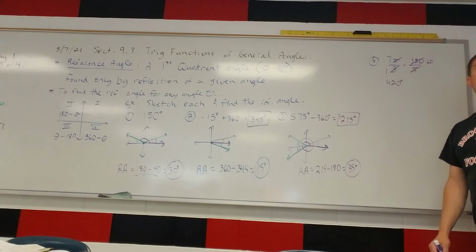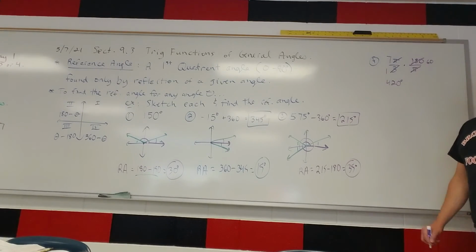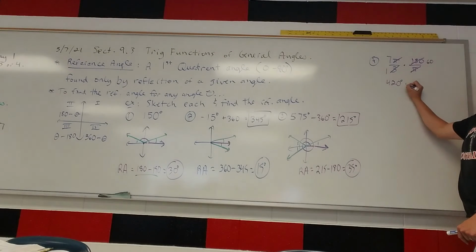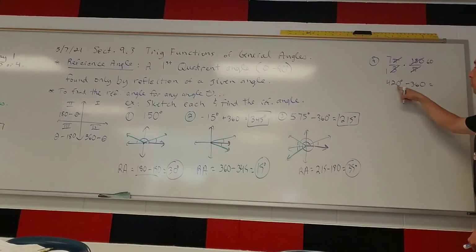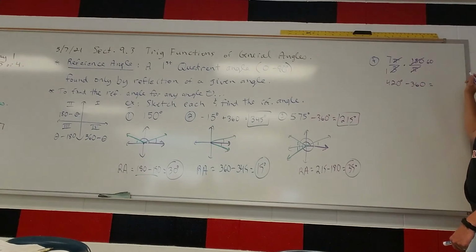Well, now at least I know what I'm doing. I know I'm rotating more than 1 full time when I go to sketch this. But in order to know how much more than 1 full time, what do I need to do? I need to find 420's coterminal angle. I need to subtract 360 from it. 420 minus 360 is 60 degrees. So at this point, we can finally sketch our graph, can't we?